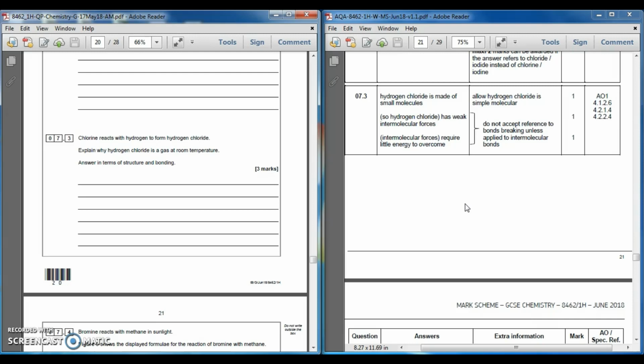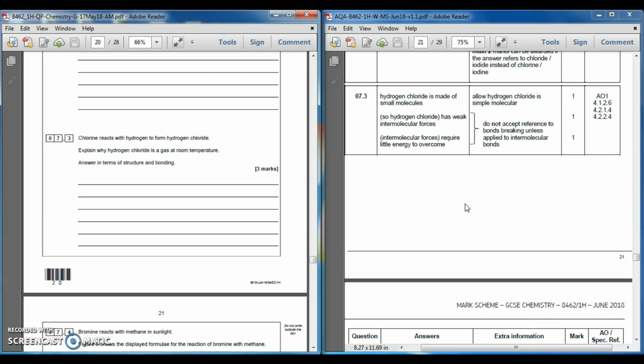It's not a repeating pattern. It's not a giant structure. It is simple molecular or simple covalent. Just by saying that, simple covalent or simple molecular, and identifying the type of bonding, 1 mark out of 3 bagged. That's probably the 1 mark that people didn't get if they were doing well on this.